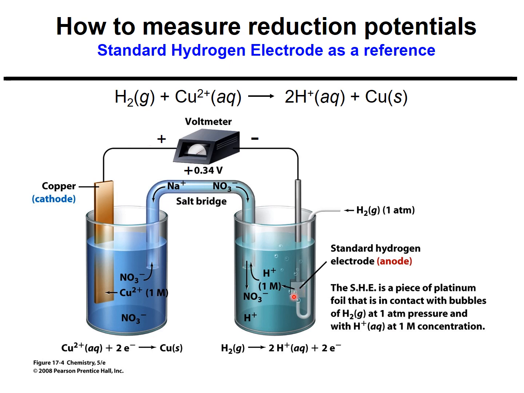And also, the proton is reduced on the surface of platinum into hydrogen gas. So, one more thing. A 1 molarity acid solution is used, so the concentration of proton is 1 molarity. It is another standard state. Let me read the textbook. The SHE is a piece of platinum foil that is in contact with bubbles of hydrogen gas at 1 atm pressure and with H plus aqueous at 1 molarity concentration. So this electrode is called the standard state or standard hydrogen electrode.